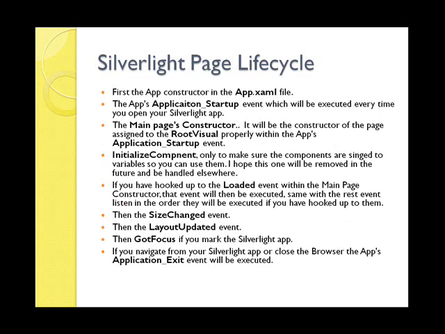Now I will introduce the whole life cycle, meaning the exact execution order. First, the app constructor in the App.xaml file. The application startup will be called. With the help of the application startup process, it recognizes which main XAML page is required to be called. Then the main page constructor, which is the constructor of the page assigned to the root visual property within the app's application startup event.